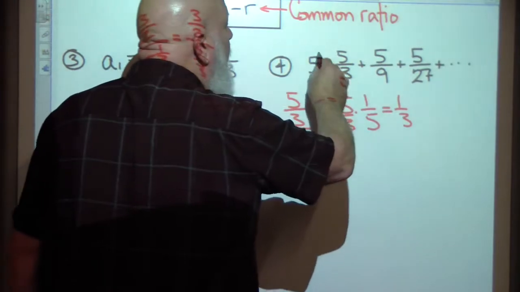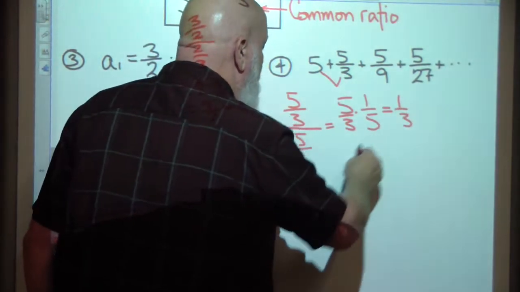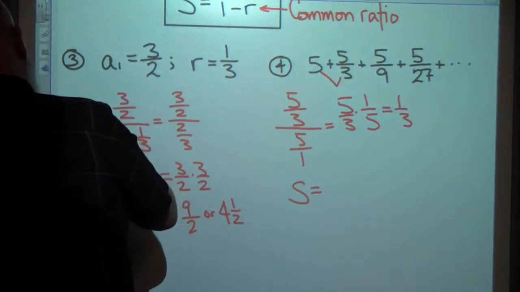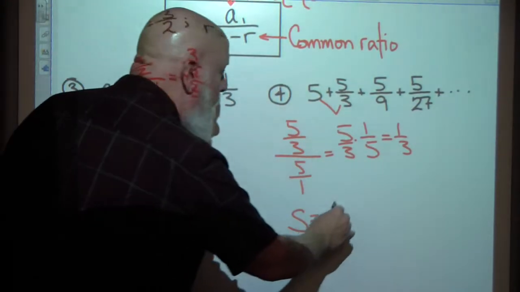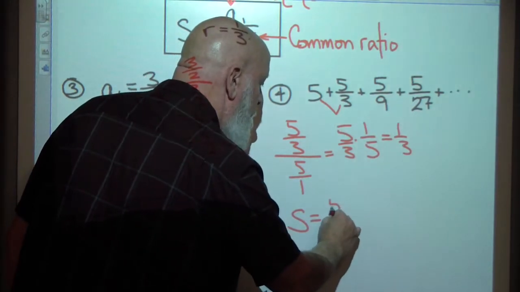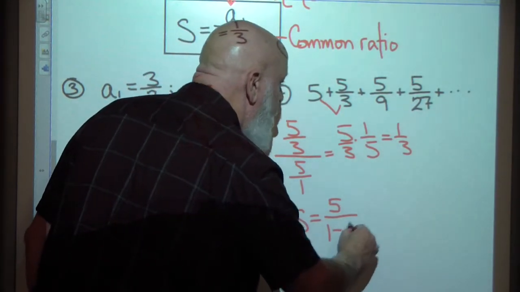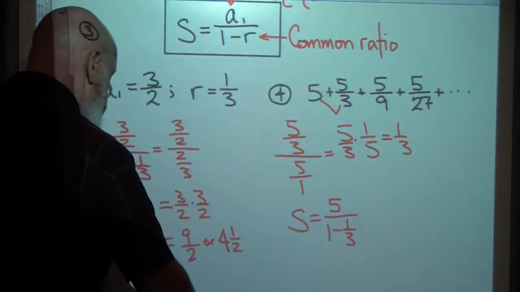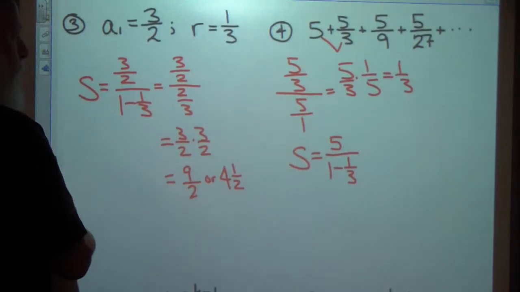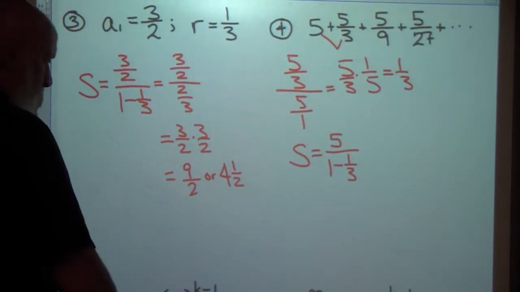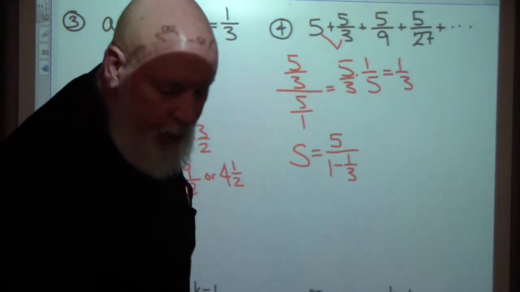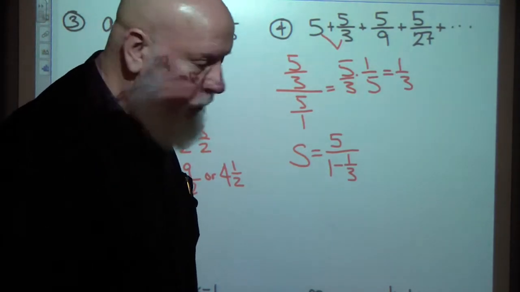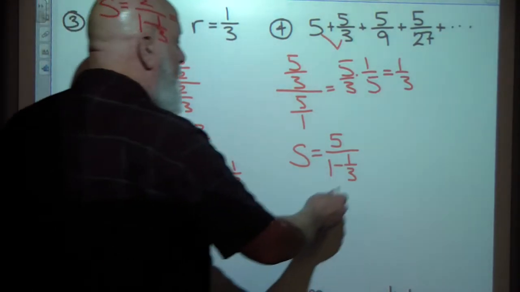So now that I have the first term and the common ratio, I just plug it into my formula to find the sum, and that is the first term over 1 minus r. A sub 1 is 5, over 1 minus r. And I just found r to be 1/3. Hopefully I did that correctly. 1/3 again. How about that? I never did check this to see if I got it right. I got my answer here. Let's see.